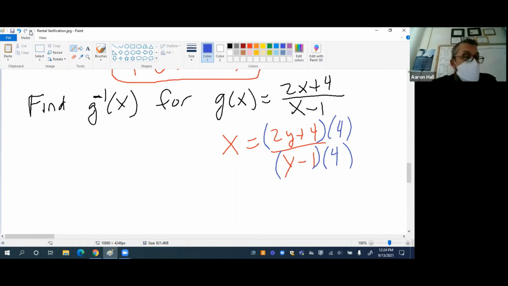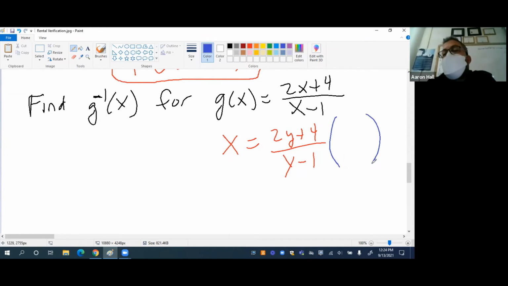Thomas, question. Help me out. First thing you've got to do is multiply y minus one on both sides. So you can't do one. Wait, multiply by what? X minus one. X minus 1. Nice.